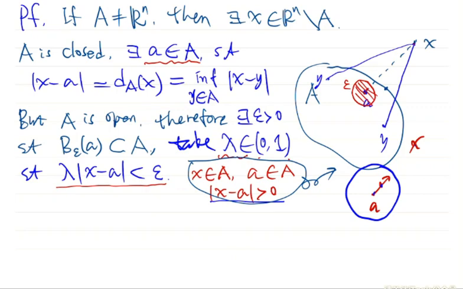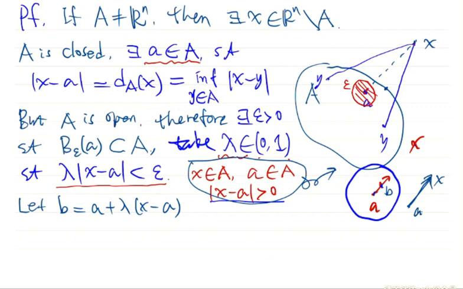We take such a lambda, then we set our point B. Let B be the point I said before. Start from the point a and move toward the direction of X minus a. This vector is X minus a, and we multiply by a small lambda. Geometrically, this B is the point from a toward the direction of X. Okay, move a little bit. That is our B.